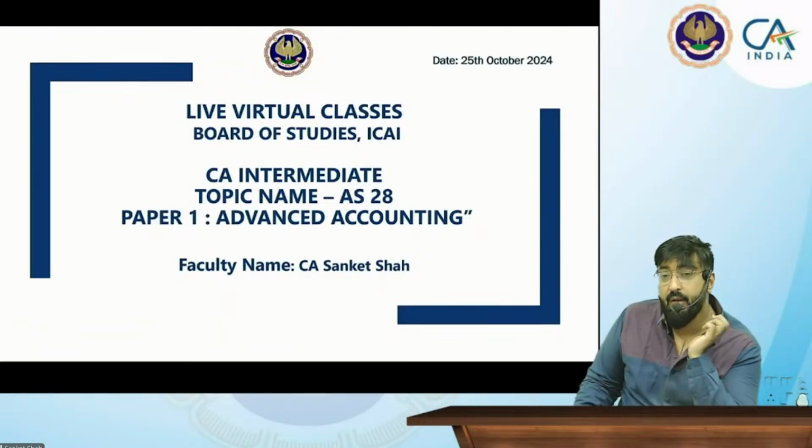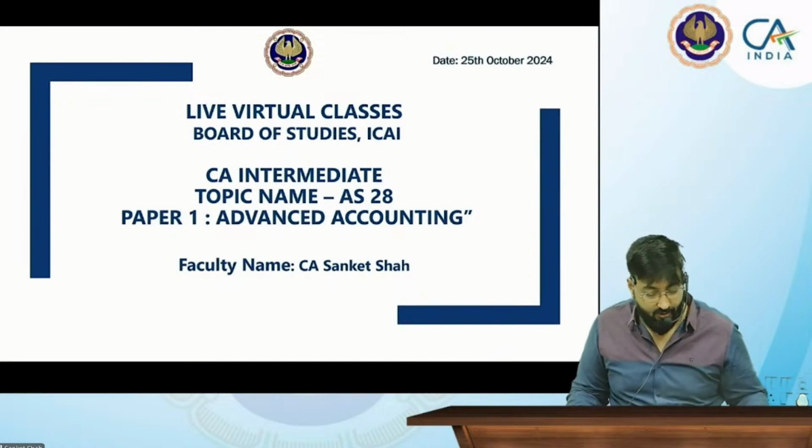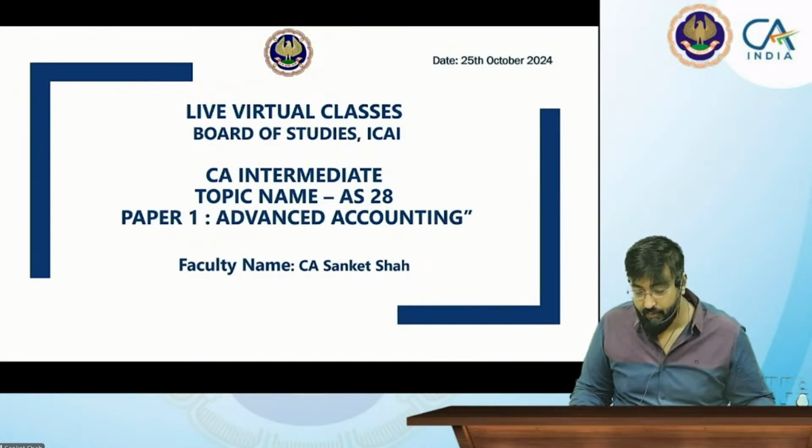AS24 discontinuing operations. Yes, sorry sir, AS24 discontinuing operations. AS25 interim financial reporting. AS26 intangible assets. AS27 financial reporting of interest in joint venture. AS28 impairment of assets. AS29 provisions, contingent liabilities and contingent assets. Yes, sir. Okay.